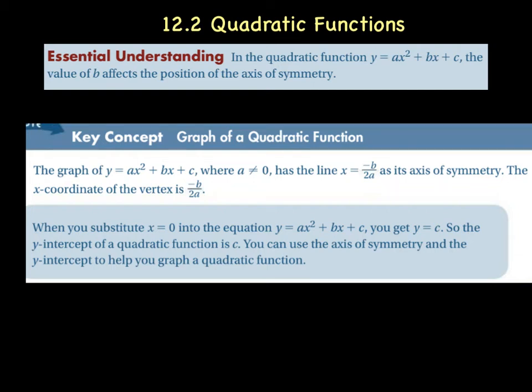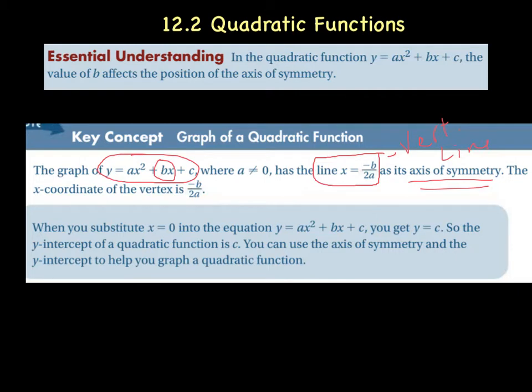In 12.2, we're going to continue our look at quadratic functions. We're going to be looking more at the quadratic functions that have this form of y equals ax squared plus bx plus c, and seeing what effect having this extra b term in the middle, which we haven't seen before, has on the graph. And what we'll find out is that the line of x equals negative b over 2a gives us our axis of symmetry, which means we know that this is going to be a vertical line.